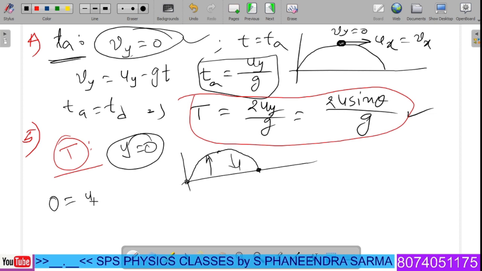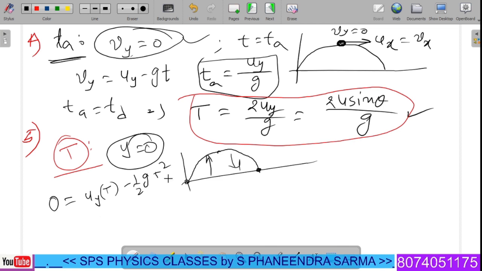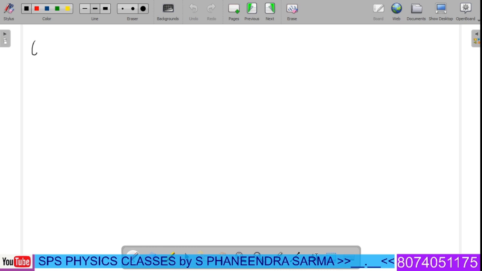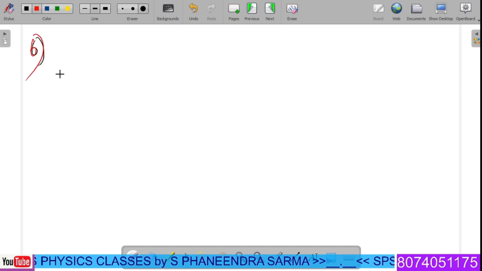Therefore, 0 is equal to uy into capital T minus half g into T square. Upon solving this, you get 2uy by g. So we got the same result. That is the logic we have followed here. Anyways, now let us take point number 6. In point number 6, let us consider the range, the horizontal range.